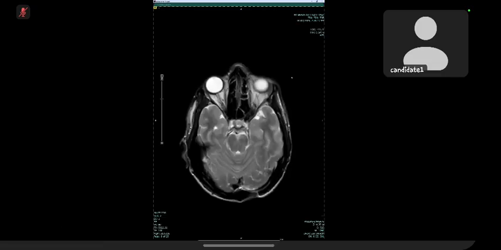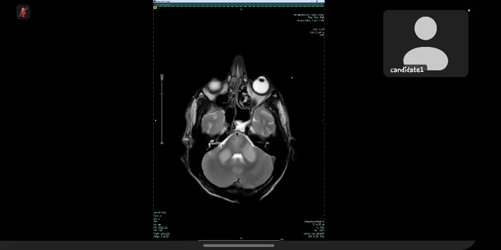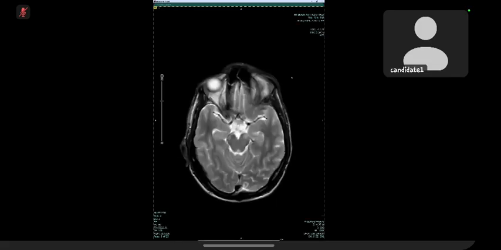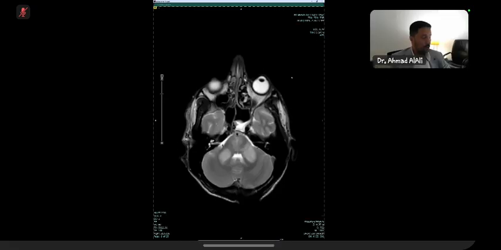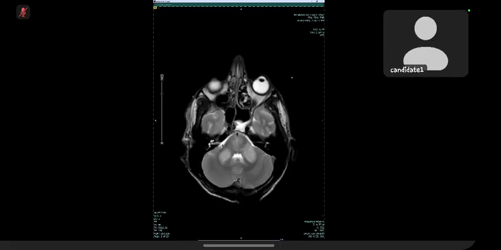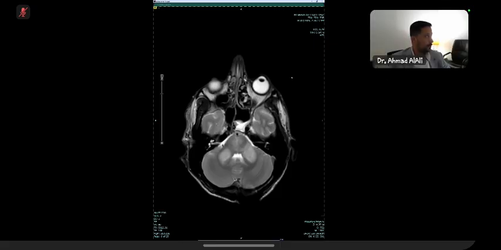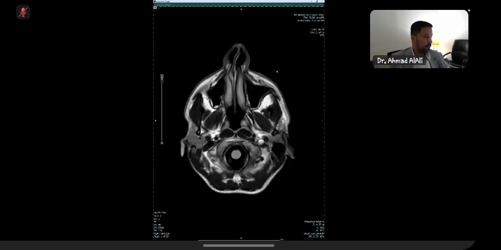I am also checking the optic nerve as well. Nerves are not involved in the pathology. So what's next? I want to check the FLAIR images. These are the FLAIR images.